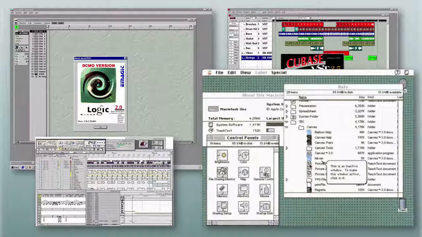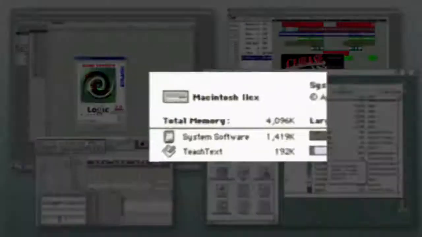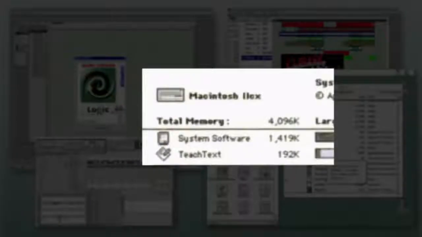Mac computers at the time were running the System 7 operating software, and notice the heading Total Memory on the right hand side. That's the RAM. I'll let you do the maths, you might want to sit down for the answer.